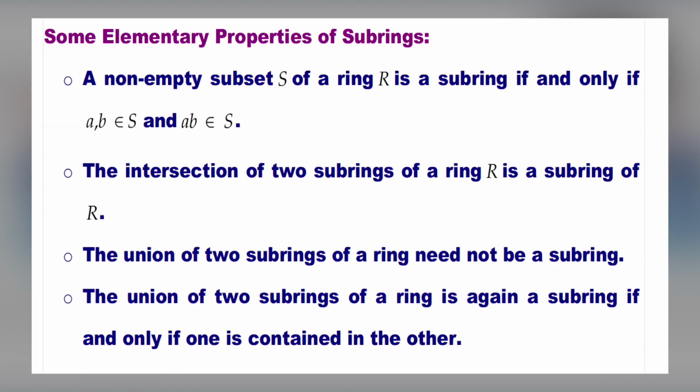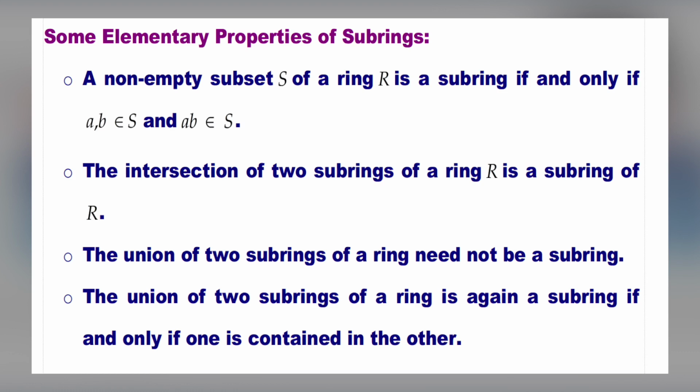Let us see some elementary properties of subrings. A non-empty subset S of a ring R is a subring if and only if a and b belong to S implies a minus b and ab belong to S. The intersection of two subrings of a ring R is a subring of R. The union of two subrings of a ring need not be a subring. The union of two subrings of a ring is again a subring if and only if one is contained in the other.